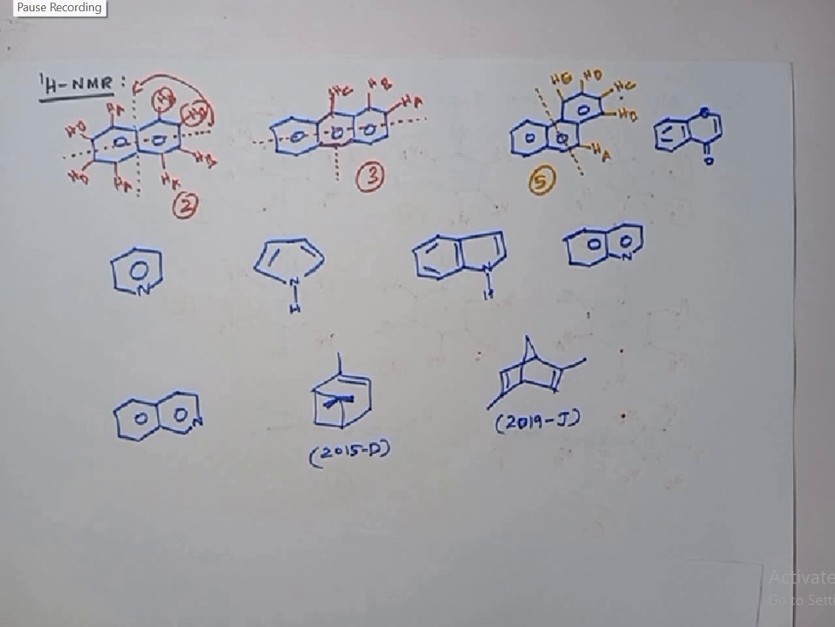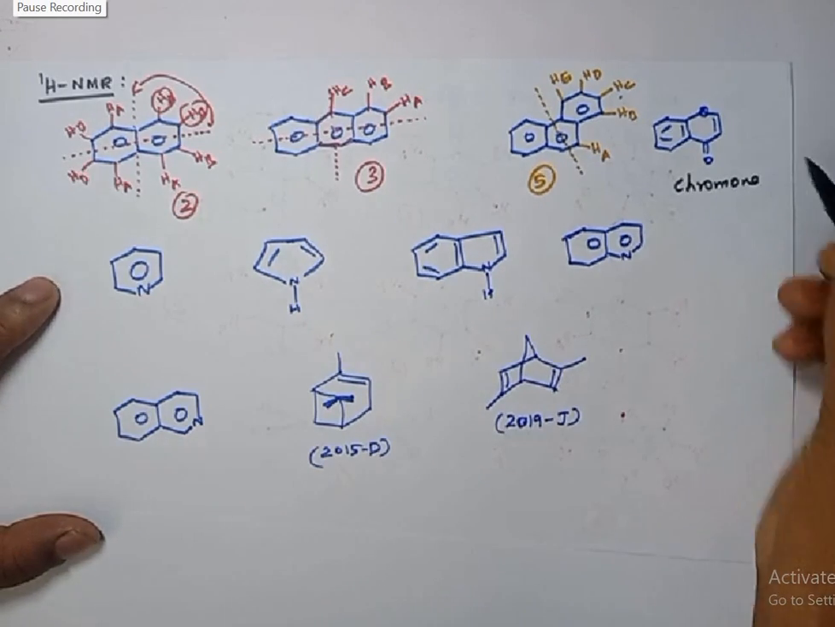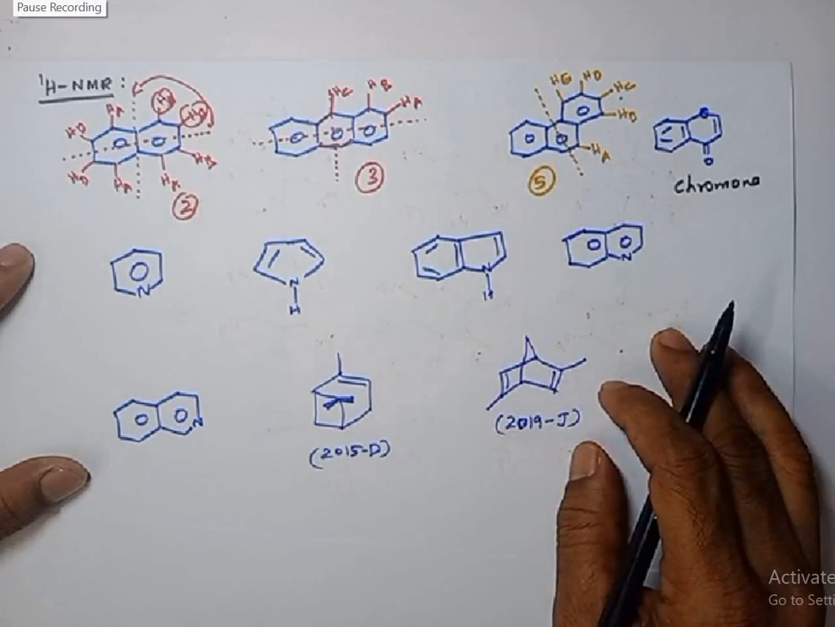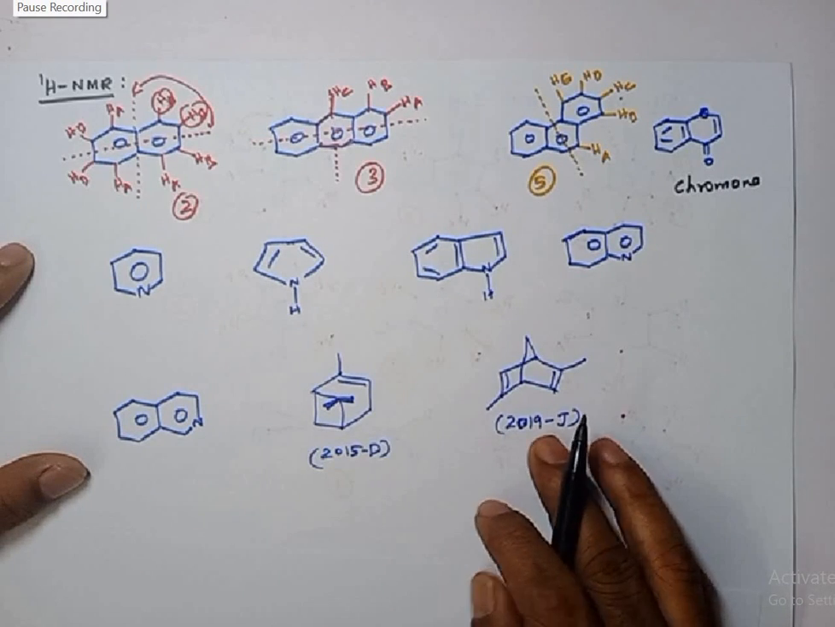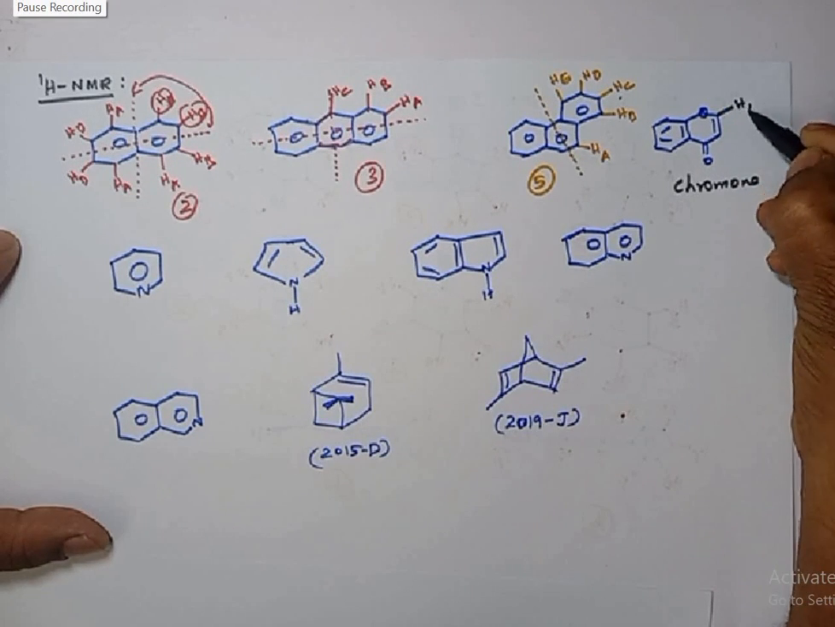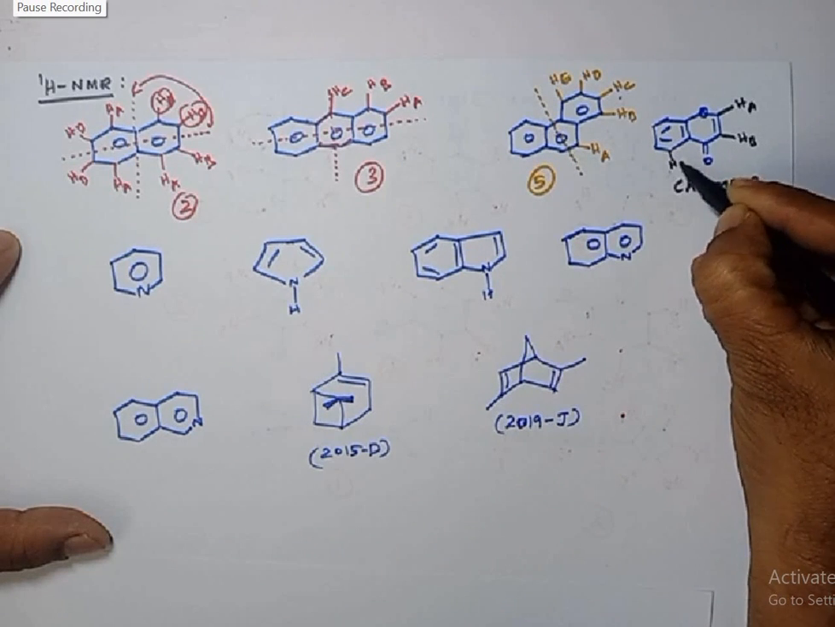Okay, take note. This compound is called chromone. And here there is no symmetry element present, no plane of symmetry, no axis of symmetry, right? Therefore, all the hydrogens are in different environments. That's the meaning. So here I have one hydrogen, HE. Here I have one hydrogen, HB, HC.